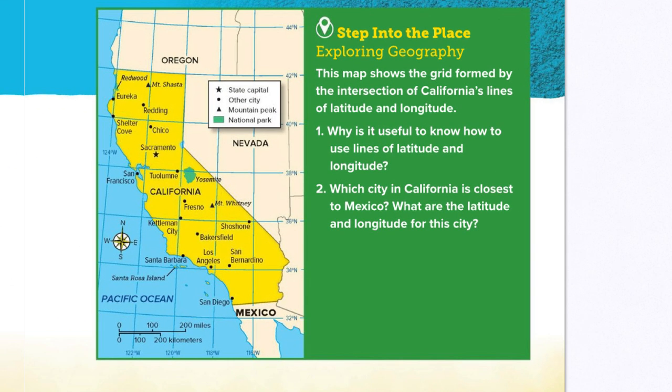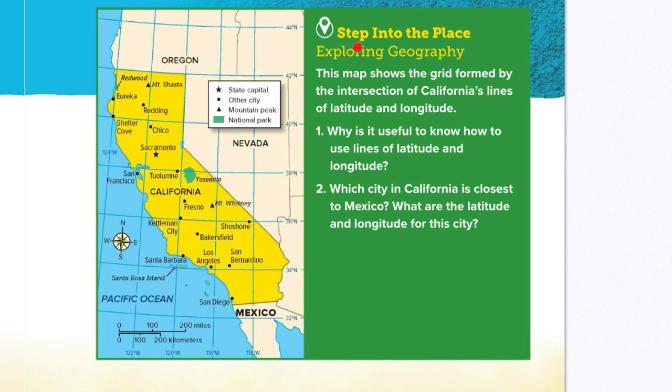Hi class. Today we are looking at Chapter 1 of our Social Studies book, California's Geography and Early People. How did California's geography influence the lives of people long ago is going to be our essential question in this chapter. Let's take a look here at the map of California.